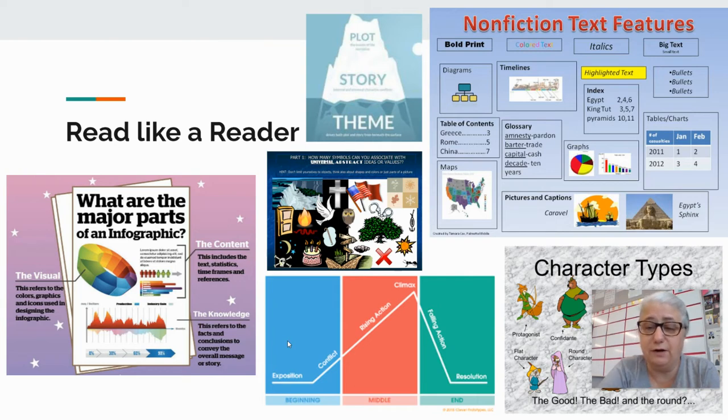We also look at characters. What types of characters? We've got our protagonist and our antagonist. Are our characters round? Are they fully developed? Do we know everything about them? Or are they flat characters, which means they're one-dimensional? We don't really get to know anything about them. Are they dynamic? Do they change over the course from the beginning to the end? Or are they static? Do they remain the same? There is no change in them. They don't change in opinion, and they don't change their mind.